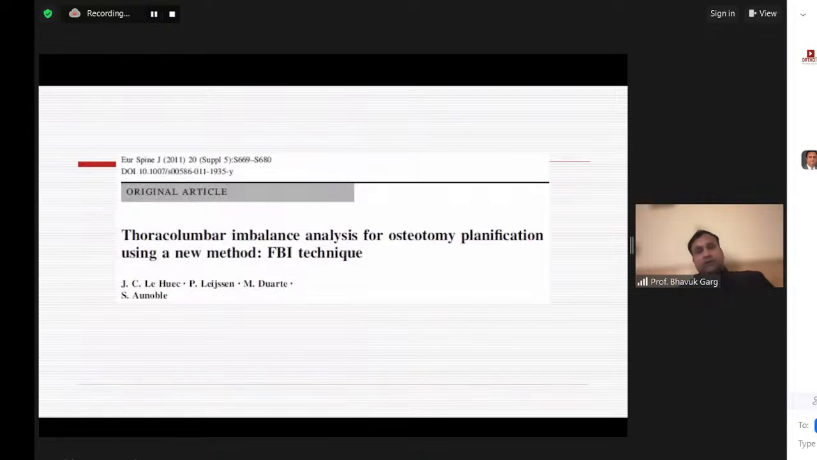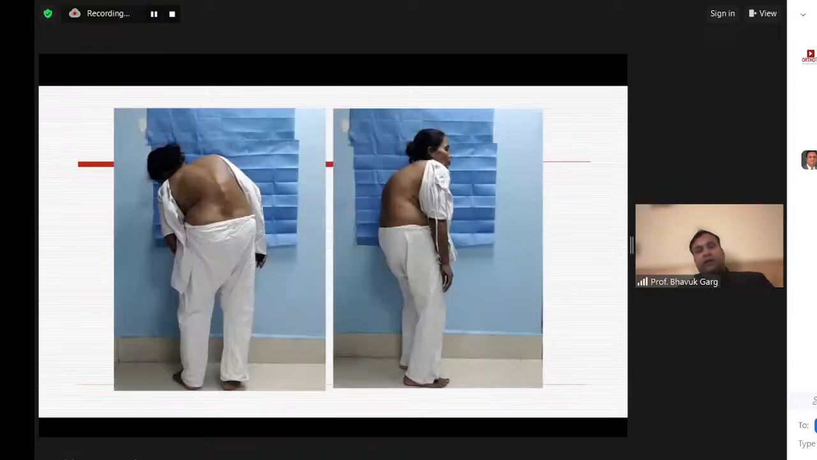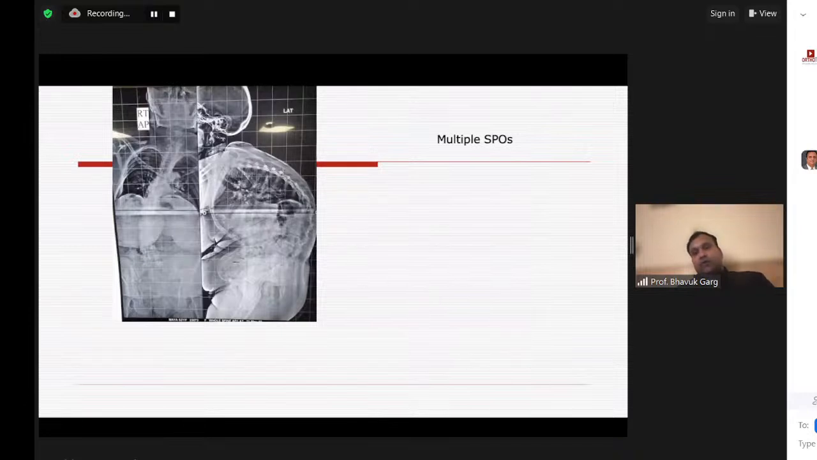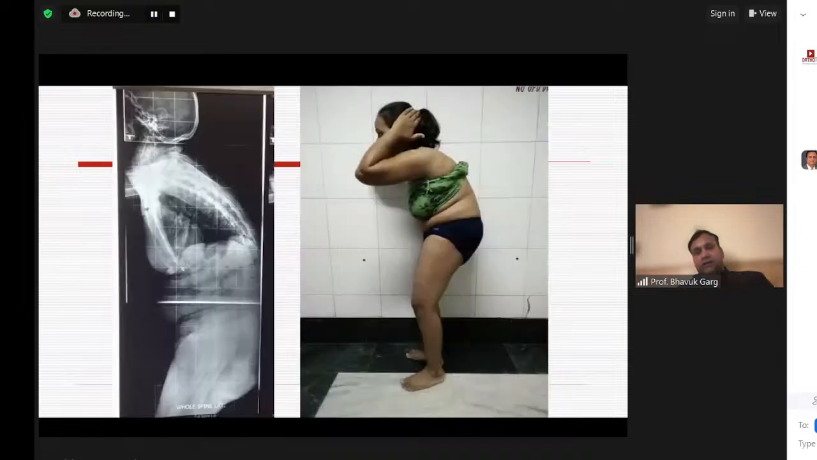Now, with the combination of these osteotomies, we have gone further. When there is a global kyphosis, we use the FBI technique, the full balance integrated. We use these 3 parameters: C1 translational angle, pelvic tilt correctional angle, and the femoral obliquity angle. In this severe case, I had to use multiple SPOs, and I could get good clinical results.